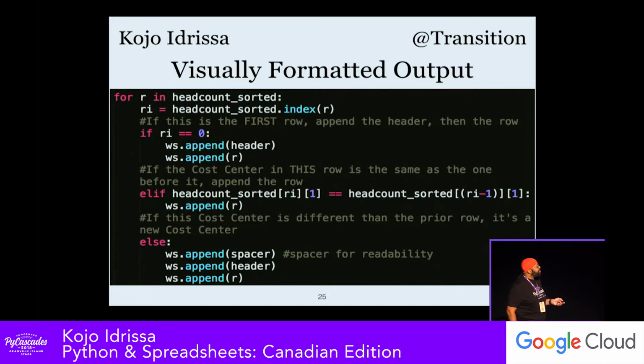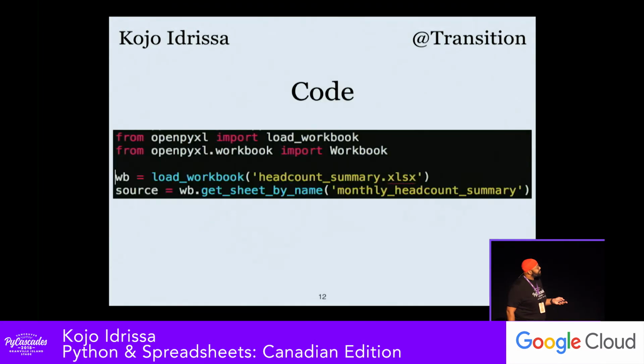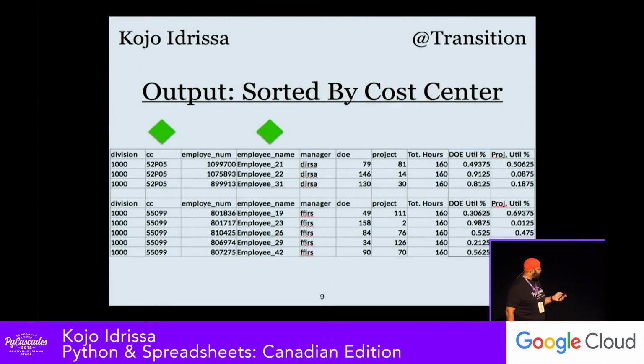So here you can see we're comparing the row index to the previous row index, and this index 1 is the actual cost center data. Let me see, there we go. If we take a look here, index 1, the cost center. And so I'm comparing: is the cost center in this row I'm looking at now the same as the cost center before, or is it different? Based on that, I'm deciding: do I just add in the row's data, or do I add in a spacer, or do I add in a header, that sort of thing.